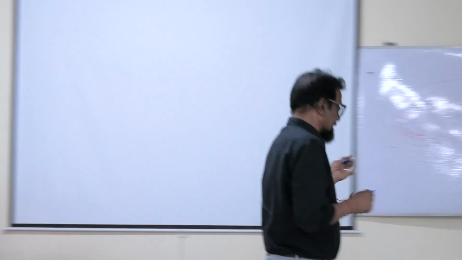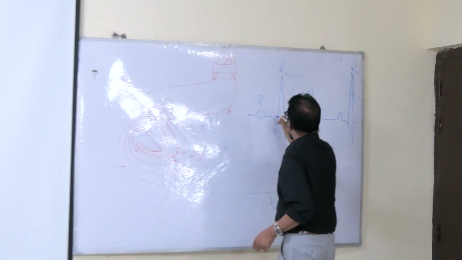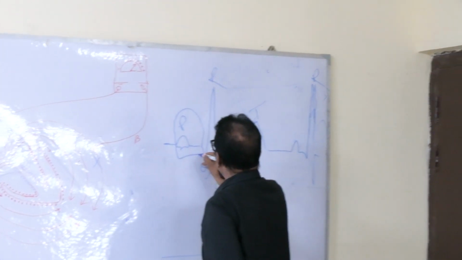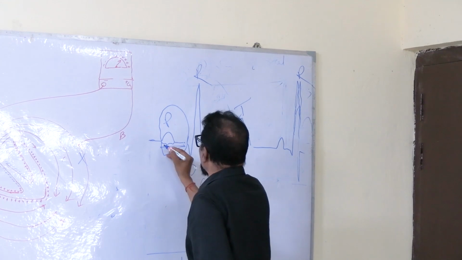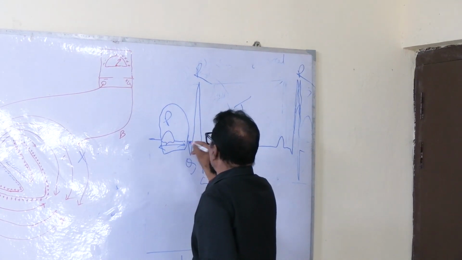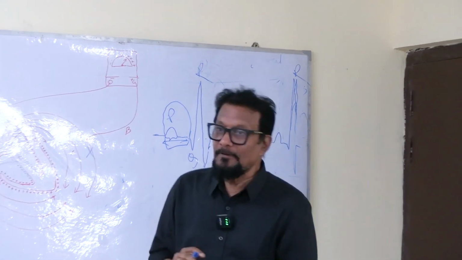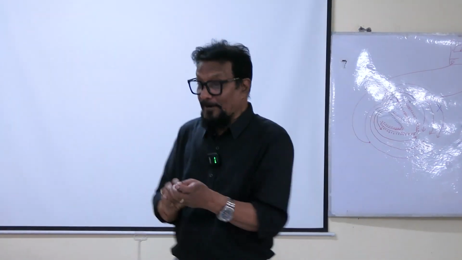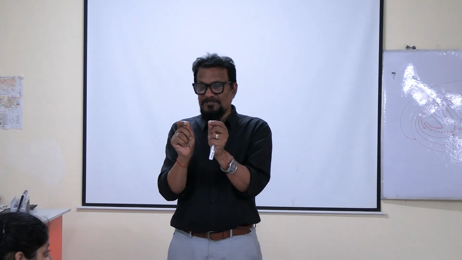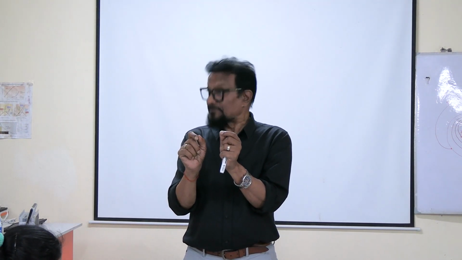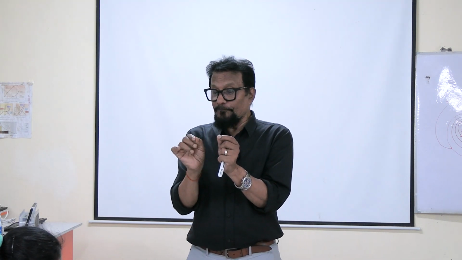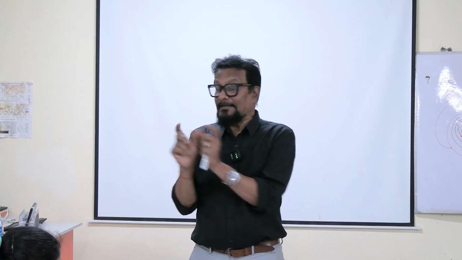Another important segment is the PR interval, from the beginning of P to the beginning of Q. Its maximum limit is 0.2 second, not more than this. If it is more, it is pathological. If in one beat it is this much, and in the next beat it has increased, and in the next beat again, this is first degree heart block.